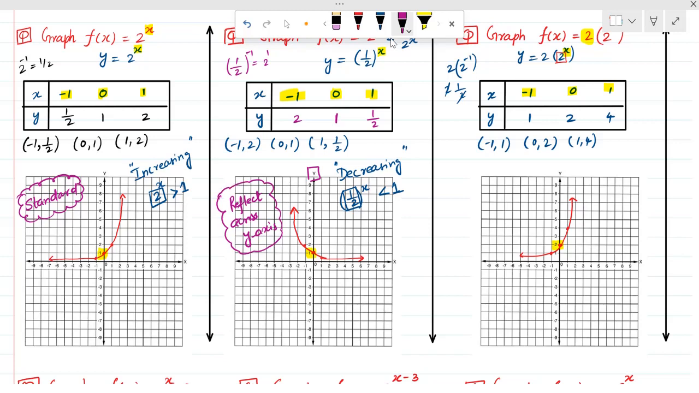Now what happened with this and this graph? It is moving 1 unit up. That is the stretch of the graph. Therefore, stretch the graph by factor 2.